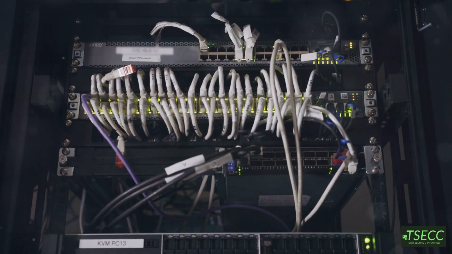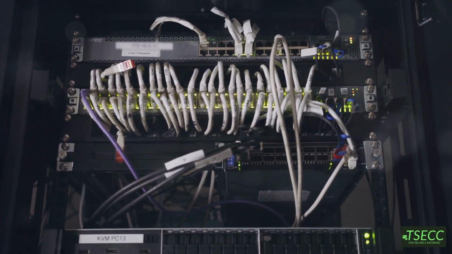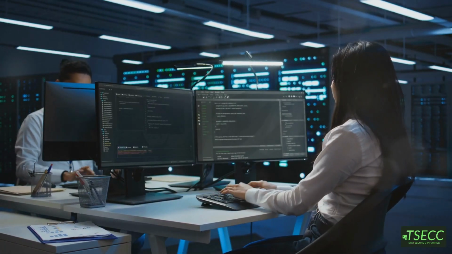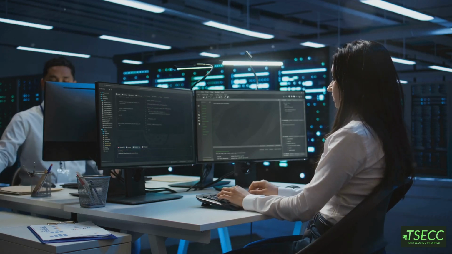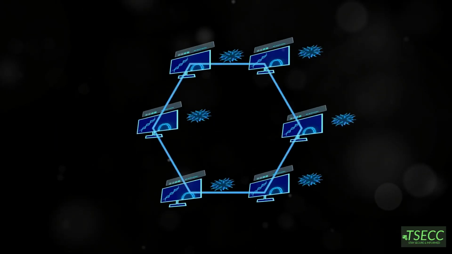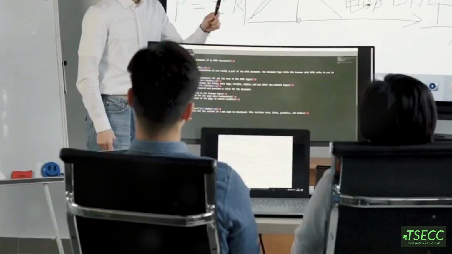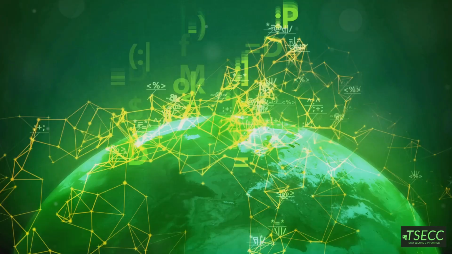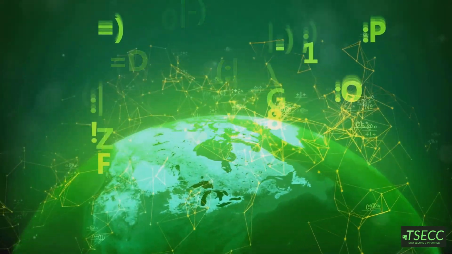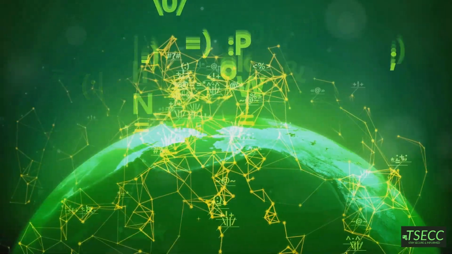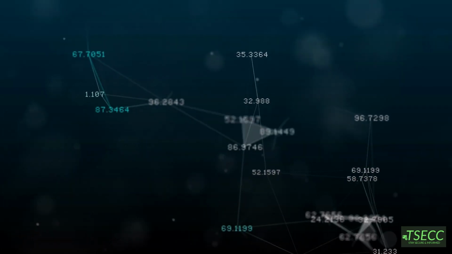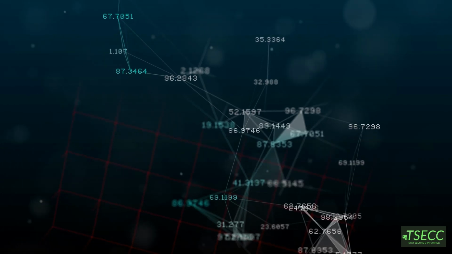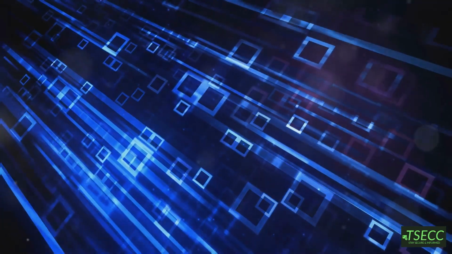Today, we're diving into a fundamental concept in networking, network topologies. Now, if you're looking to get into cybersecurity or network management, understanding network topologies is key. So, what is a network topology, and why does it matter? In simple terms, a network topology is like the blueprint of your network. It shows how all your devices and connections are laid out, whether physically or logically. Think of it like a roadmap for data flow.